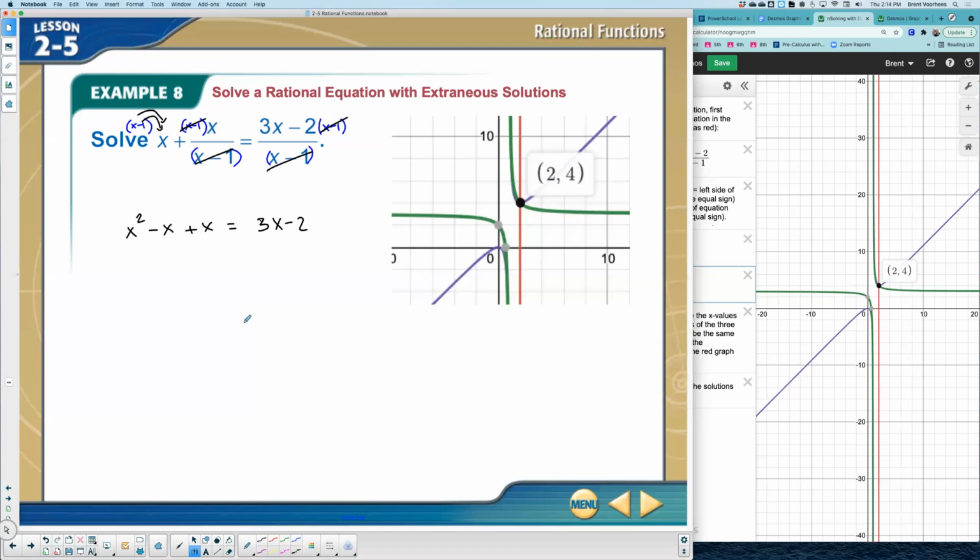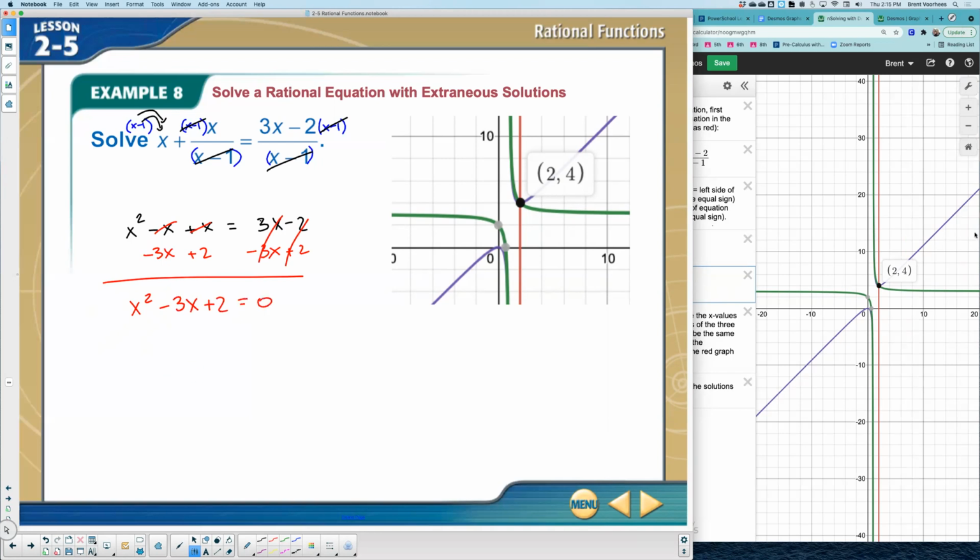minus 2. Now I'm going to combine my like terms. These x's, a negative x and a positive x, will cancel each other. But whenever you want to solve and your power is greater than 1, you need to get everything together and factor. So I'm going to subtract the 3x over, and I'm also going to add the 2 across. That way I can have a trinomial, and we can do X method factoring just like example 7.